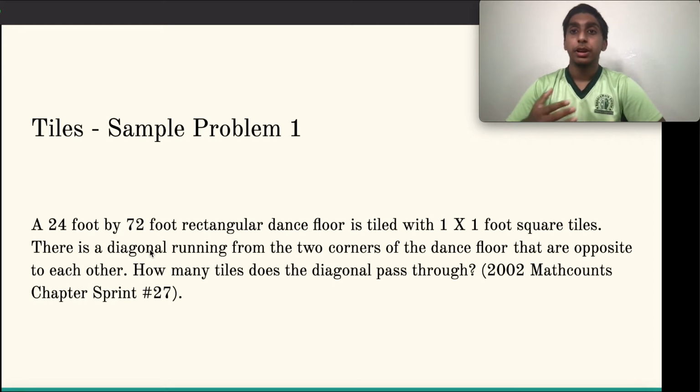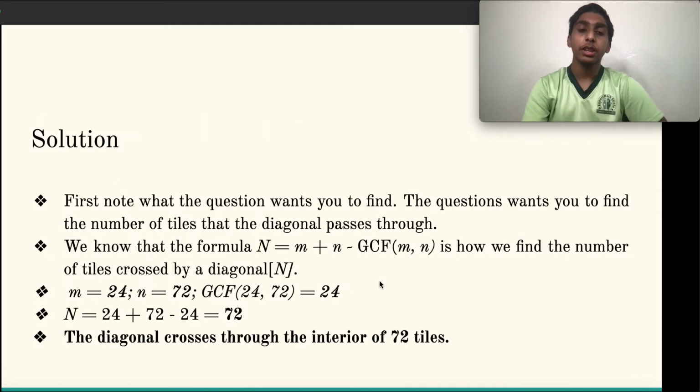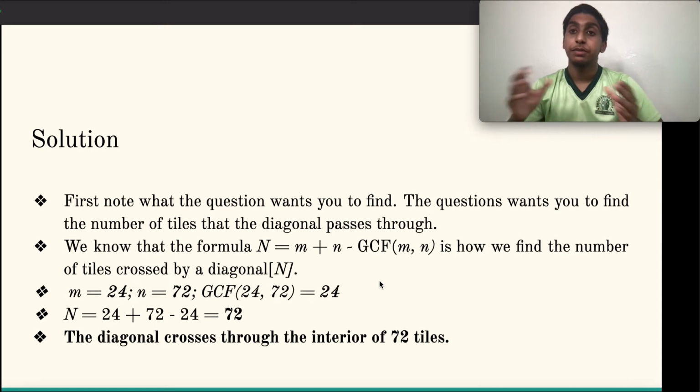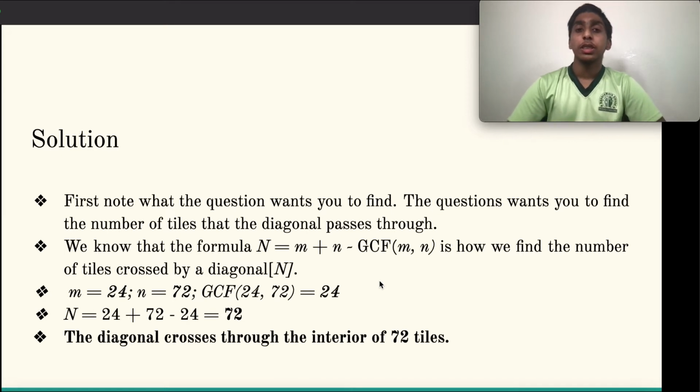Okay, hopefully you paused, you did the problem, and you're waiting for me to discuss solutions. So let's go right into it. Solution. First, note what the question wants you to find. The question wants you to find the number of tiles that the diagonal passes through. We know that the formula N is equal to m plus n minus GCF of m and n is how we find the number of tiles crossed by a diagonal. So in this case, we're simply applying that formula we learned before.